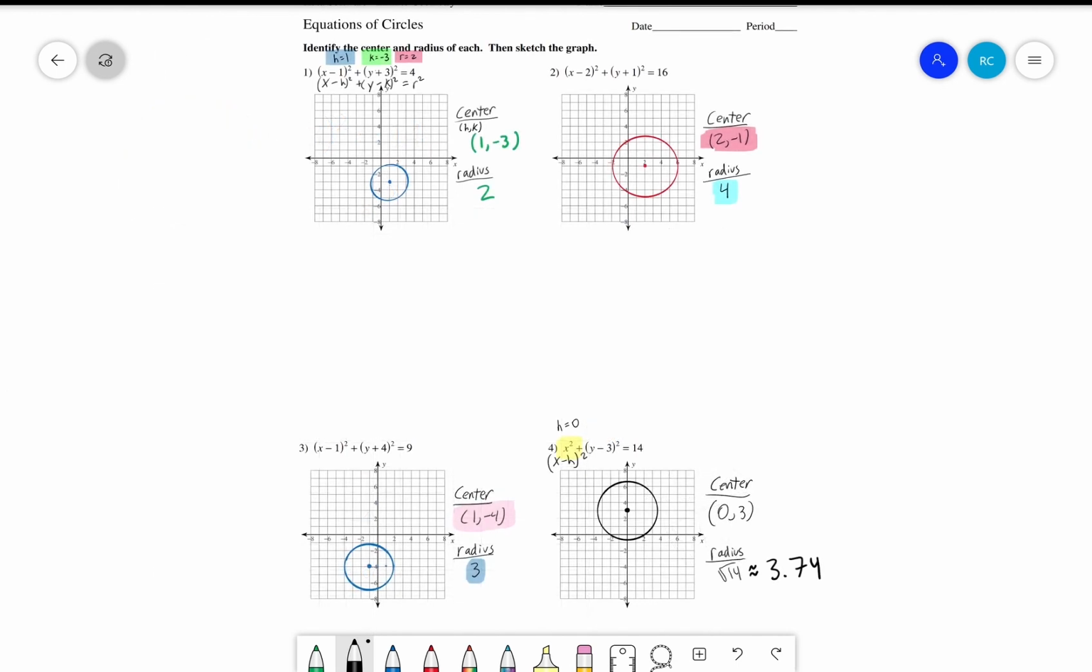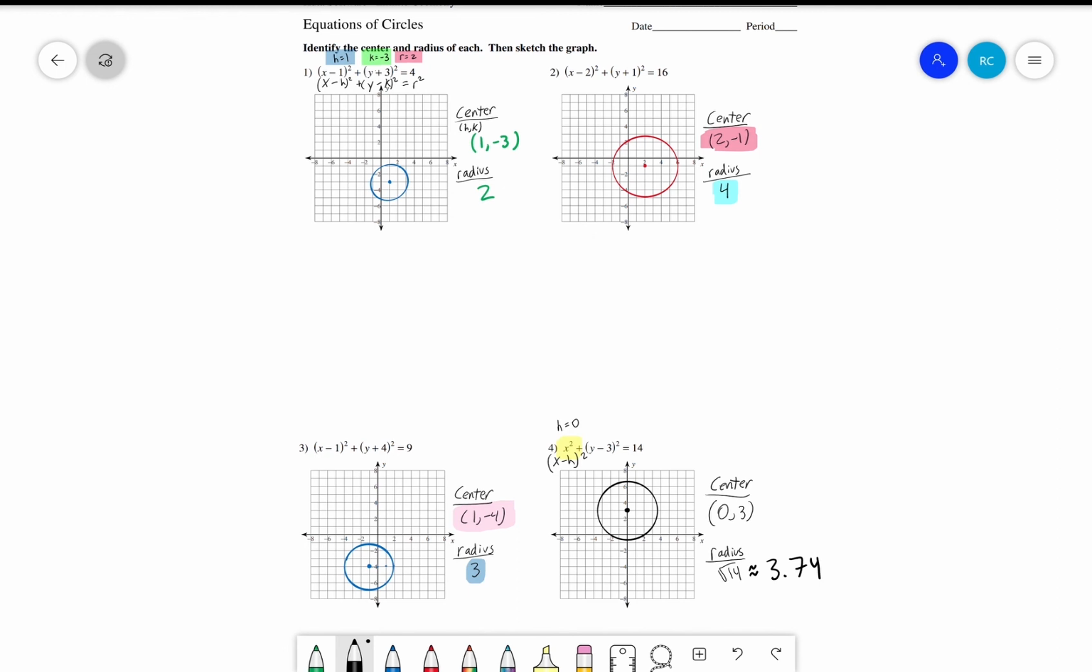So there's 4 example problems of how to take an equation and use it to find the center and the radius and to graph the equation. There are 2 Khan Academy assignments that this will help you out on, both of which, of course, will be linked down there.